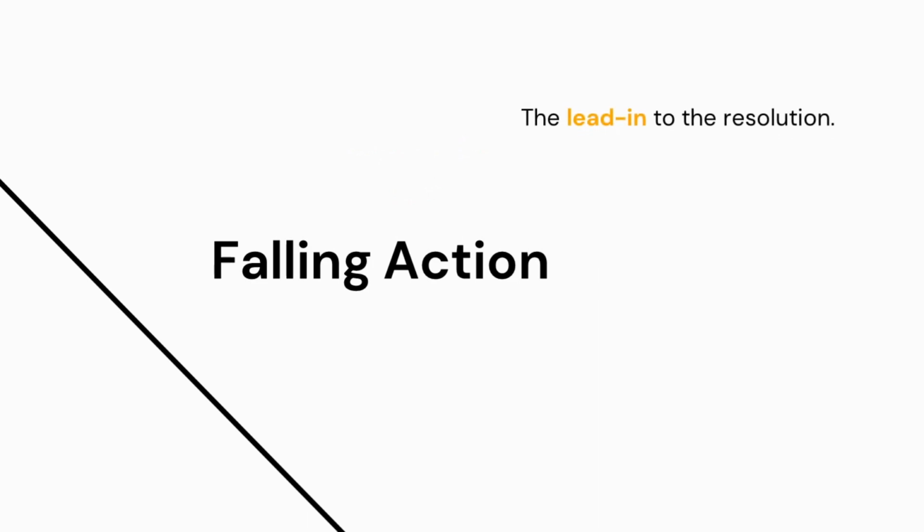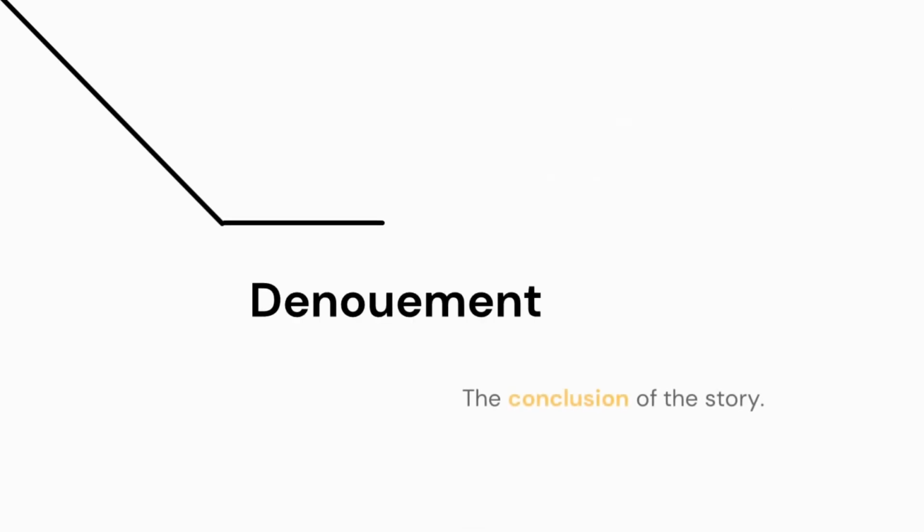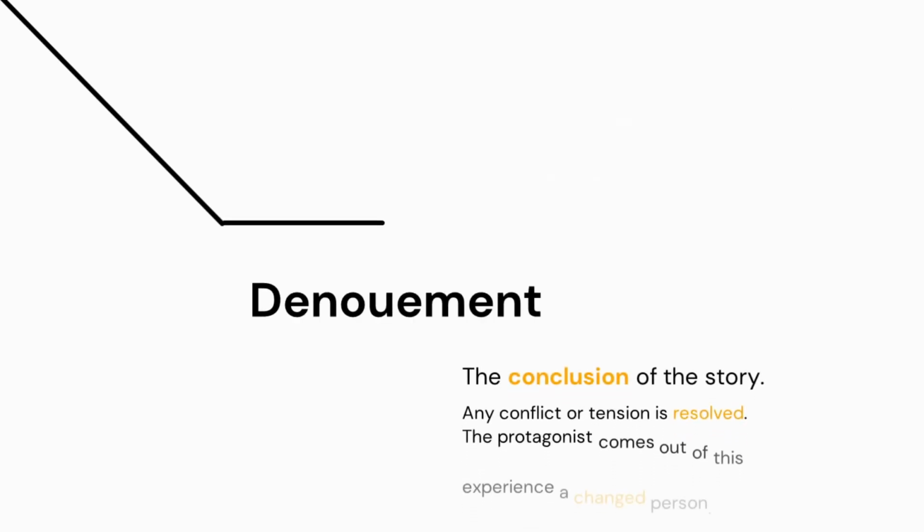This is then followed by the falling action, which is essentially the lead-in to the resolution of the climax. And then finally, the denouement, or the conclusion of the story, where the main conflict is finally resolved and the protagonist comes out of this whole experience a changed person. Sometimes for the better, sometimes for the worse, but essentially different from where they first started out from. Okay, that all sounds very theoretical, so let's put it into practice. Let's see how we can use this structure to help us answer our composition question.